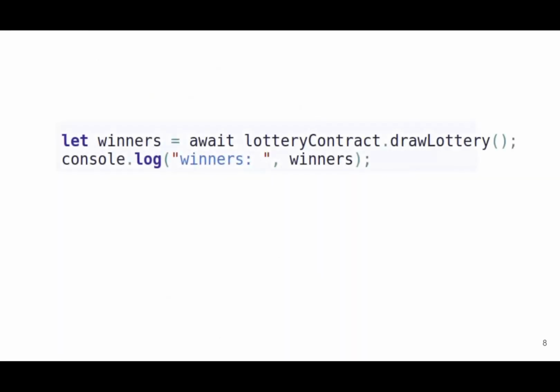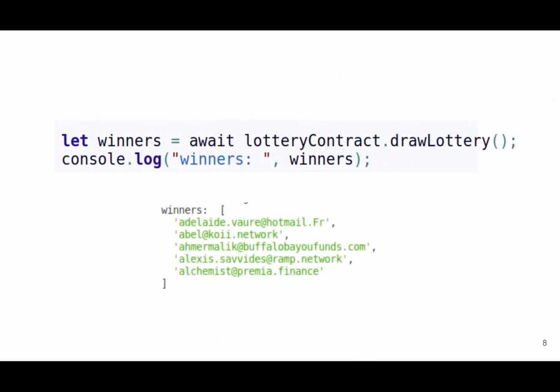Okay, so basically, when we use it, it's super simple. Once we deploy this contract, we can just call this draw lottery. It will automatically print all the winners, like this one, right? Basically, I store all the user emails on the blockchain.